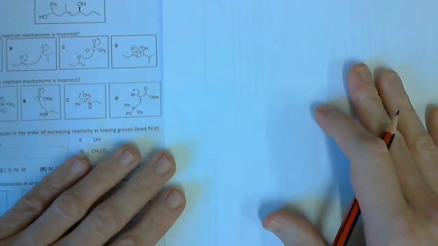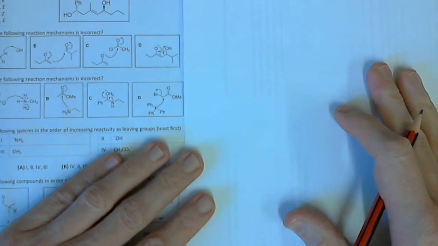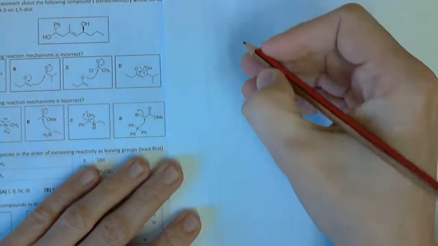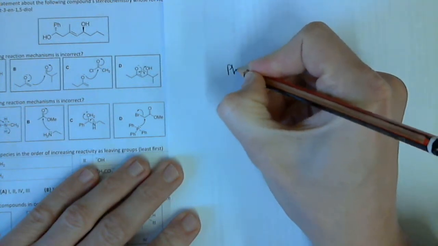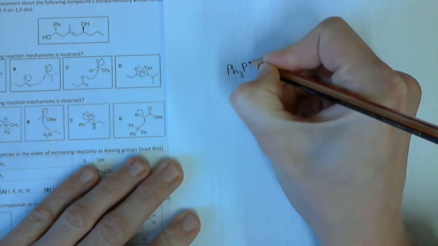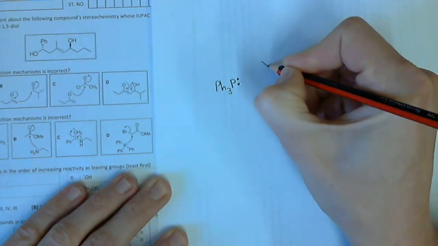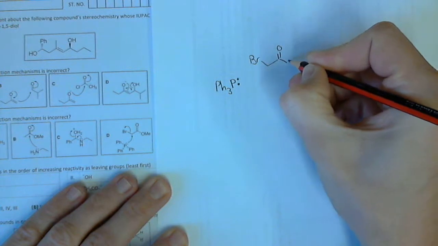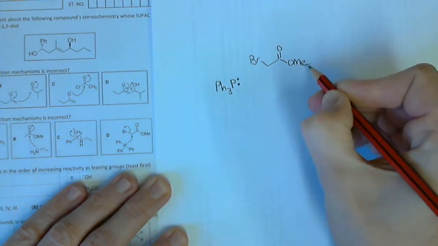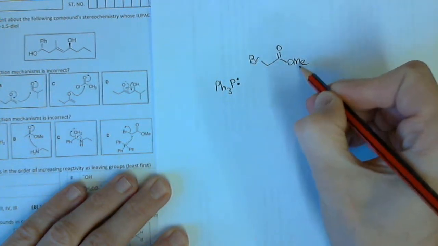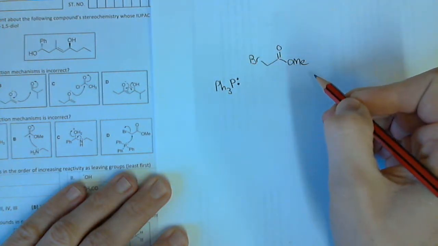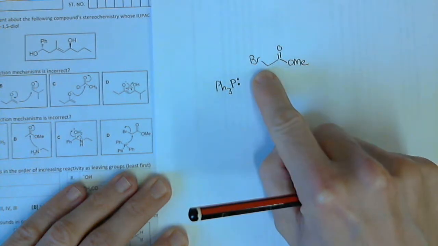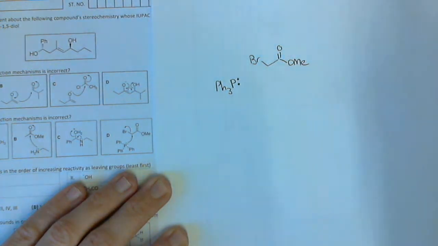The next one was again also mechanisms, were they correct or were they not? I gave you an example of triphenylphosphine adding to an alpha halo carbonyl compound. This is methyl bromoacetate. It's the methyl ester of bromoacetic acid. Draw that out if you're not sure.